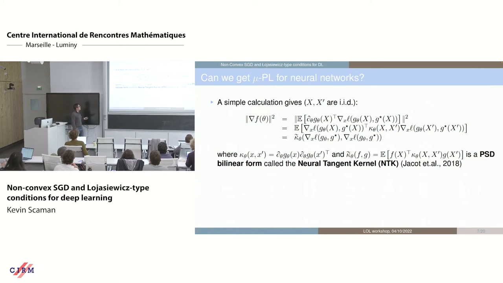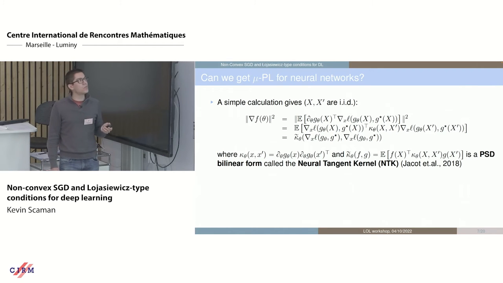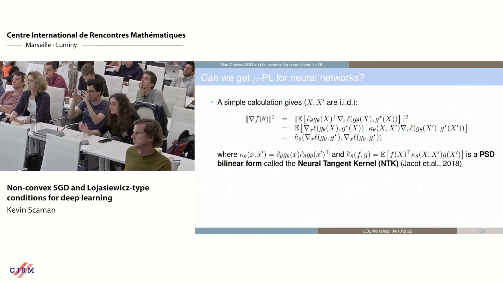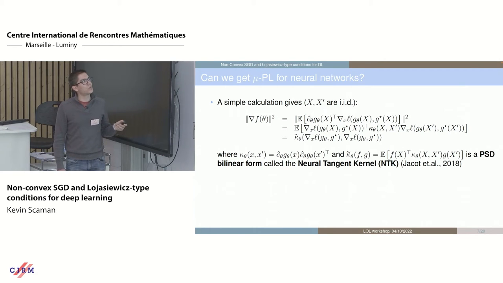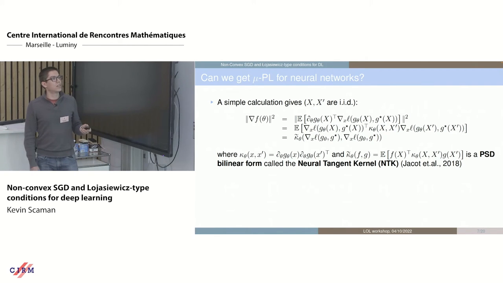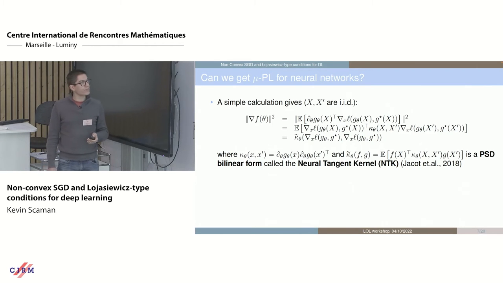Now I'm going to rewrite this by basically expanding the square norm as a scalar product between twice the same term. And I'm going to introduce two independent random variables that are both drawn according to the data distribution, in order to make this bilinear form appear. The reason I want this bilinear form, kappa theta, to appear is that it has been extensively studied in the literature and is called the neural tangent kernel. It was proposed by Jacot and his co-authors in 2018.